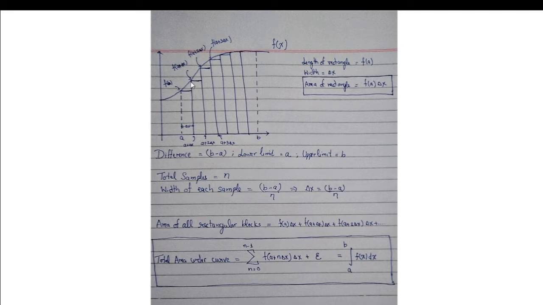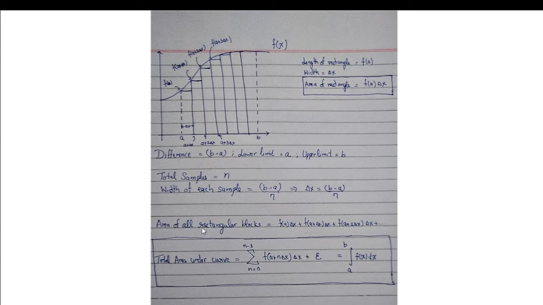Now what is the length of the next rectangle? What will be the value on the x-axis? That will be A plus delta x. So the length will be f of A plus delta x, and the width will be the same, delta x. Similarly, the next value on the x-axis will be A plus 2 delta x, then the length will be f of A plus 2 delta x. Again doing the same thing, and so on, we will follow the same logic.